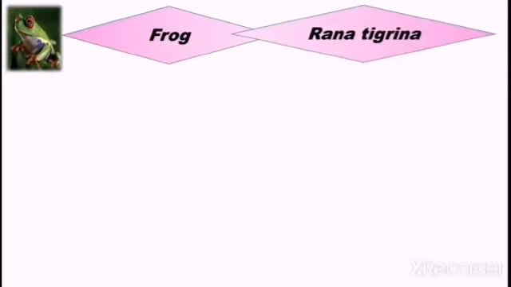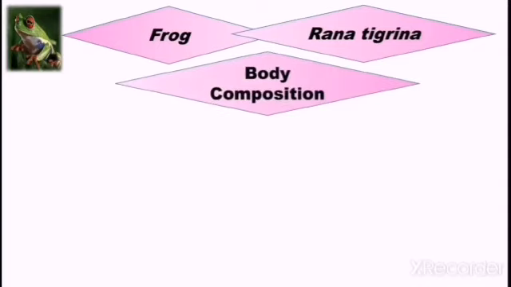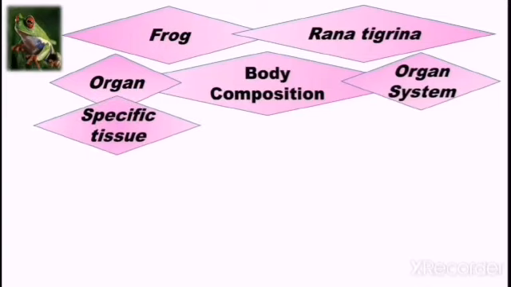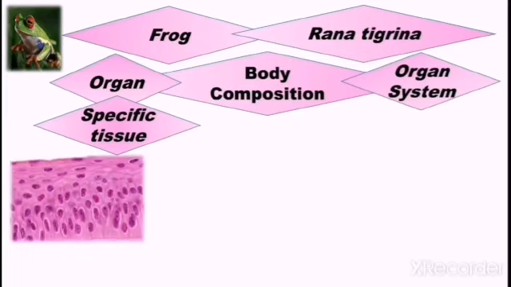Now students, frog. What is the scientific name of frog? The scientific name of frog is Rana tigrina. Do you know that, students? The body composition of frog. The body of frog is made up of organs and organ systems. And organs are further made up of specific tissues that perform specific functions.